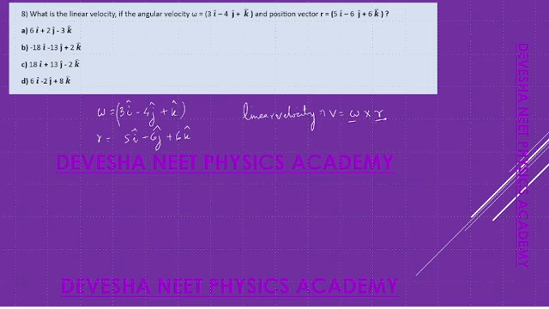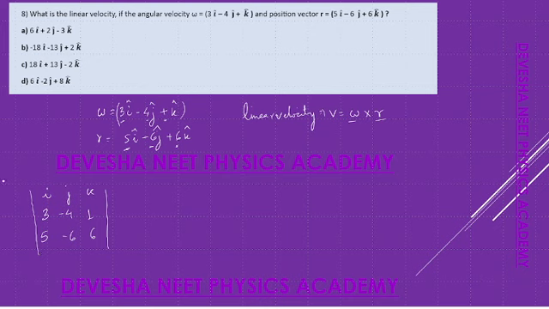Omega cross R, so this is a cross product, right? So now how do you find the value in case of cross product? Let me show you how to find this with i, j, k. You have to put it like this here. Now you put the coefficients 3, minus 4 and 1. Then 5, minus 6 and 6.